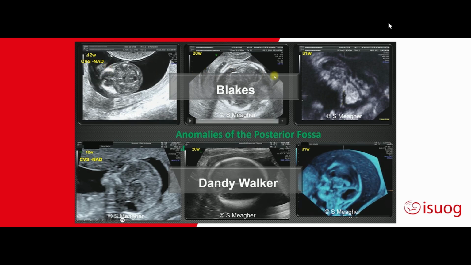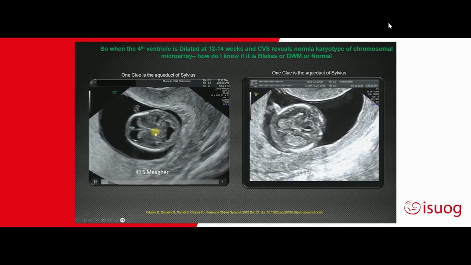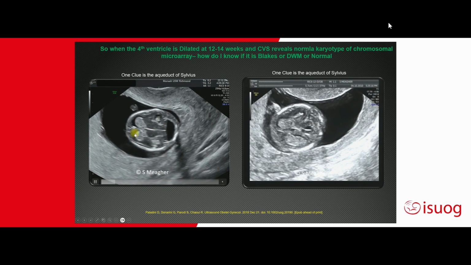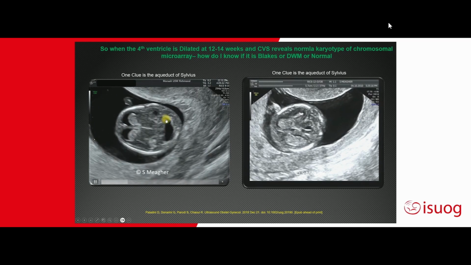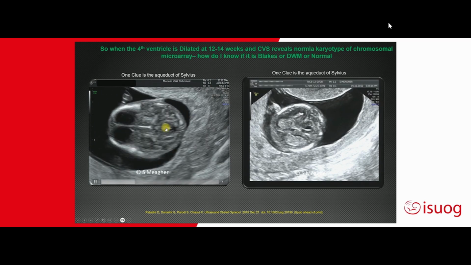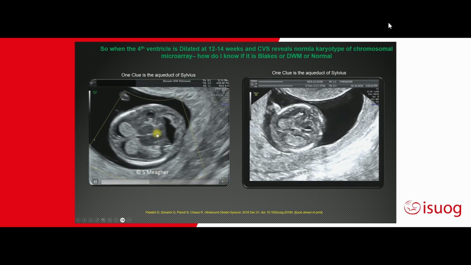It's only by following it through the pregnancy. Are there any clues in the first trimester of pregnancy that allow us to distinguish between Blake's and Dandy-Walker? There's very little data out there. What data there is suggests, on a very small case series of 4, that if the aqueduct of Sylvius is absent and the fourth ventricle is dilated and the chromosomal microarray is normal and it's none of the previous differential diagnoses I've mentioned, well then this is more likely to be Dandy-Walker.